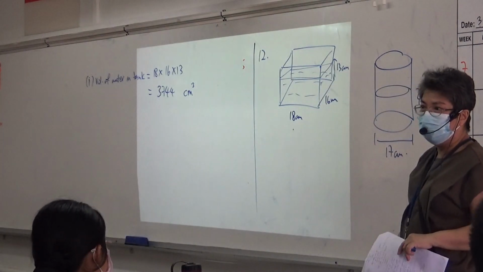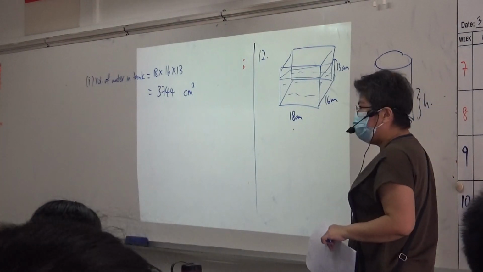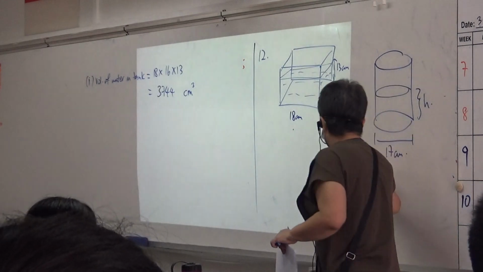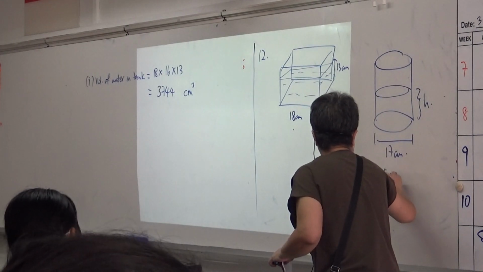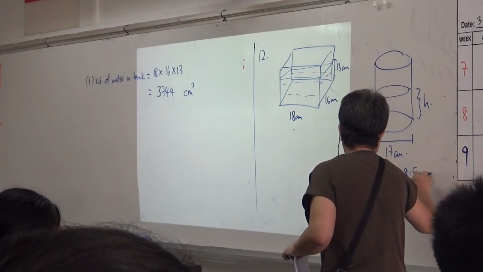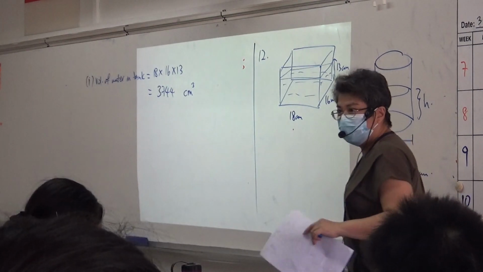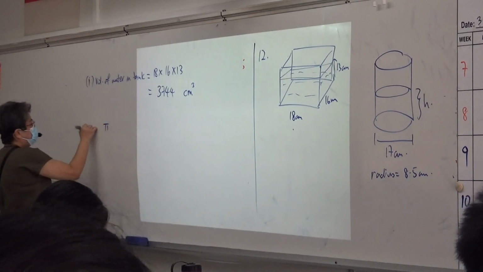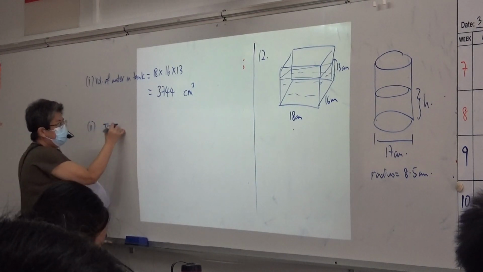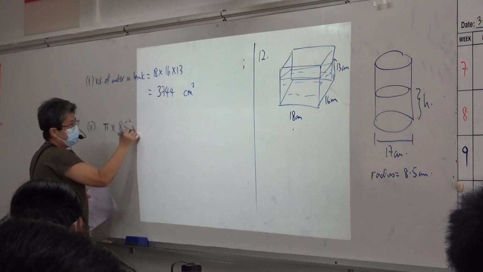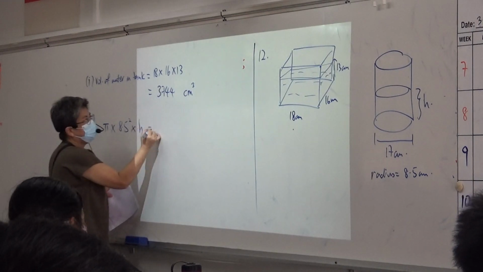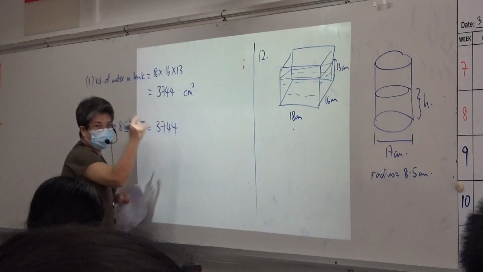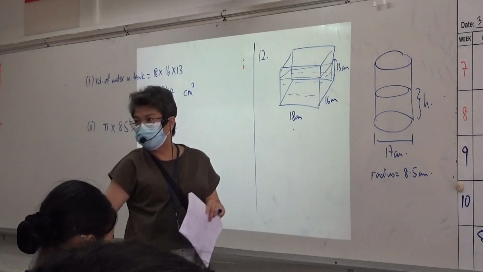Now, can you see that if I pour this amount of water inside this container, the volume will still be the same? May I know what is 17? Diameter. So what's the radius? 8.5 cm, right? Correct. Volume of cylinder, part 2, is pi times 8.5 squared times h equals 3744, right? The volume must be the same, right?